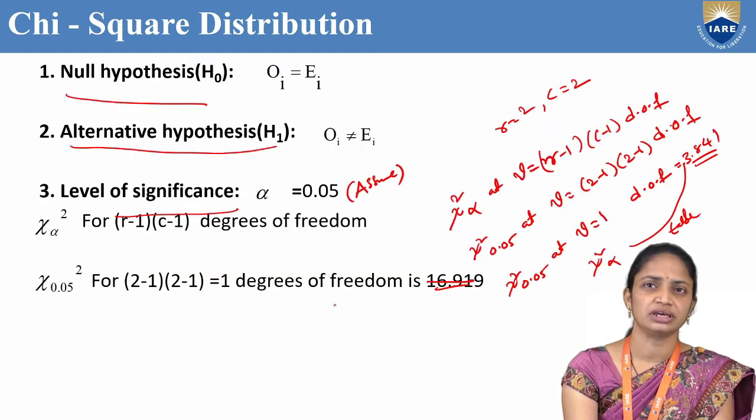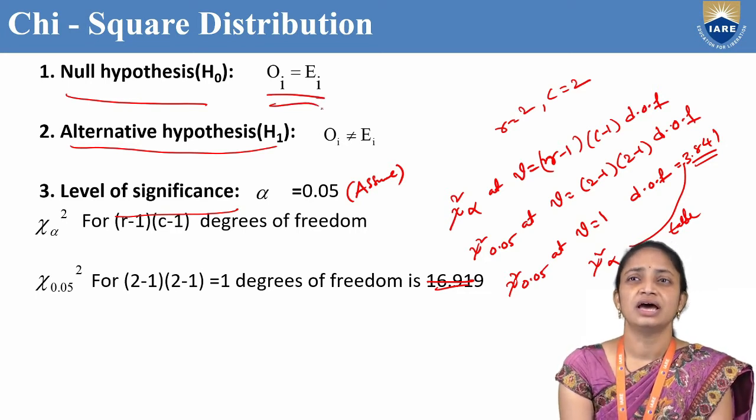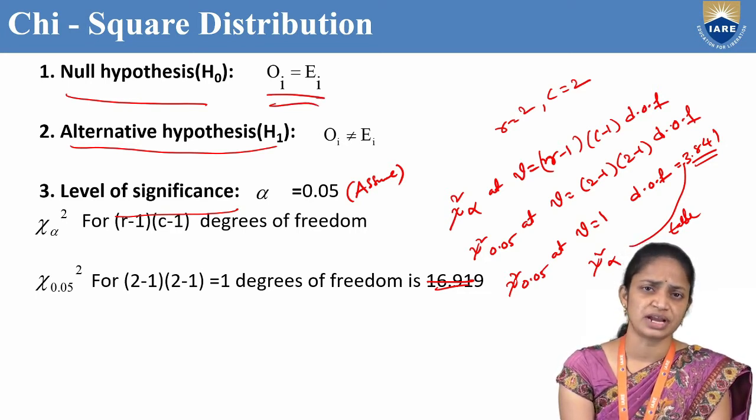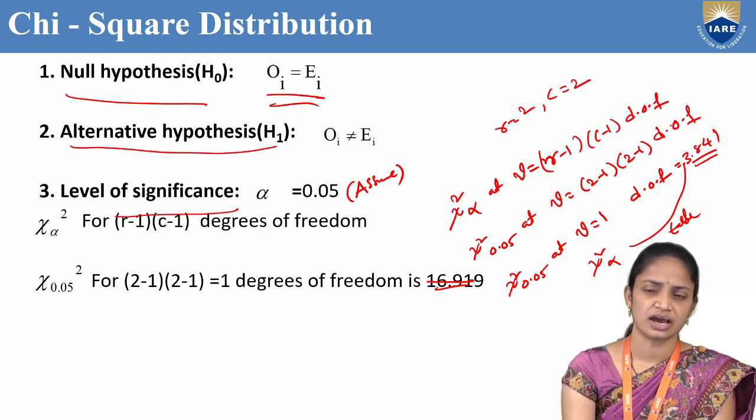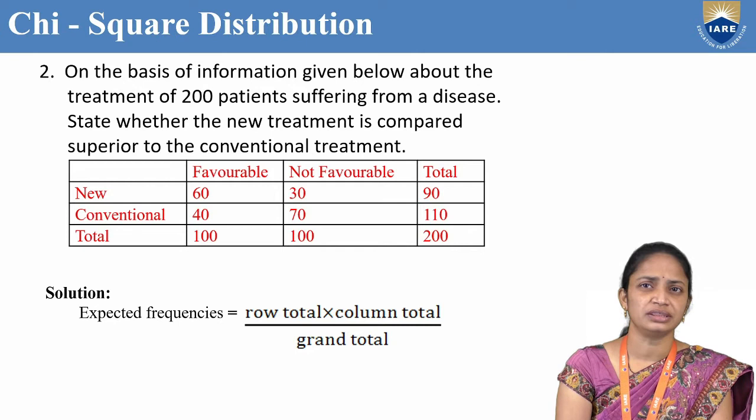What we have taken in the null hypothesis, that is Oi equal to Ei, meaning there is no significant difference between the observed frequency and the expected frequency, is a wrong statement. So what is our correct statement here? There is a significant difference between the observed frequency and the expected frequency. That is the answer.